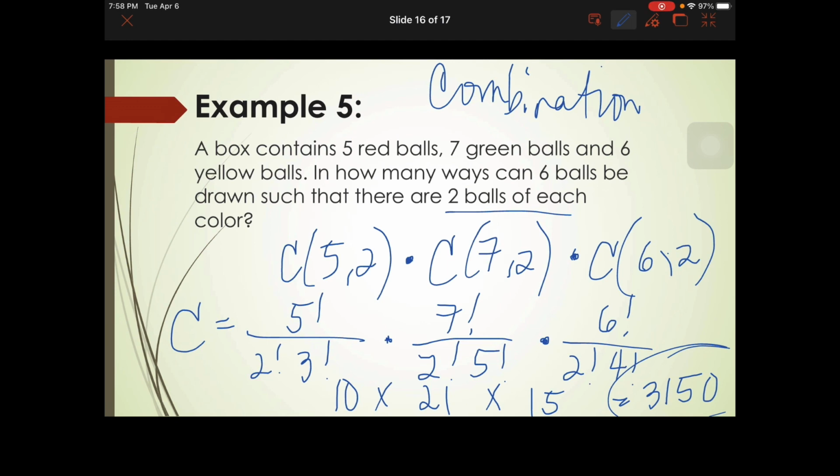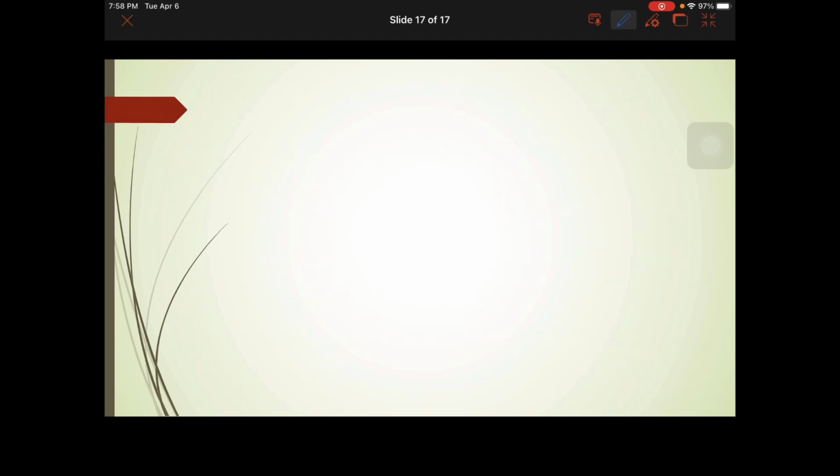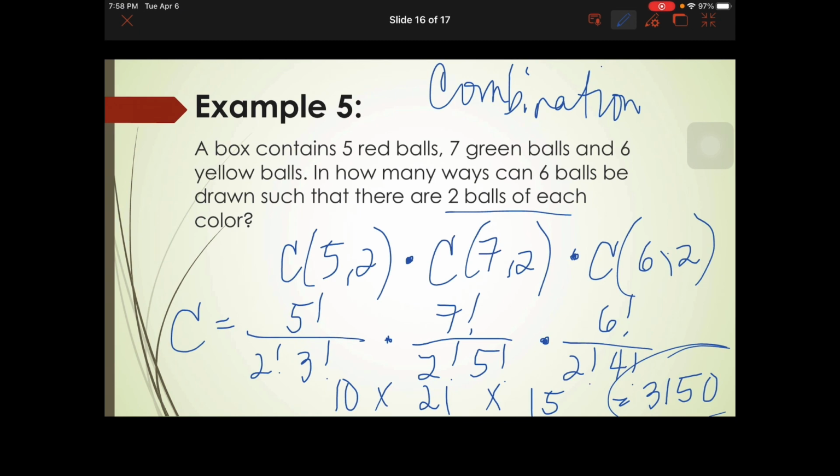Okay? And for our last, ay wala na pala. Joke lang. So, yan na po yung last example natin for today.